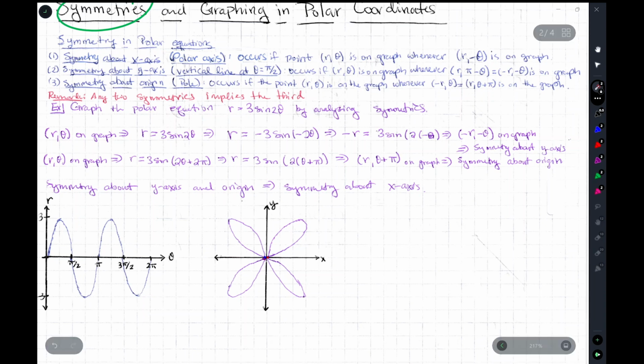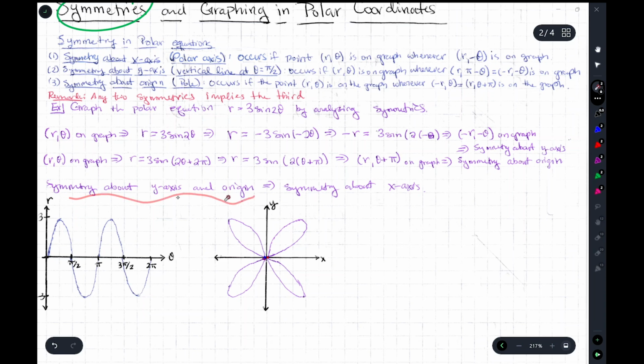And so what does that tell us? That tells us that r, theta plus pi is also on the graph whenever r, theta is on the graph, and vice versa. So you have symmetry about the origin. Again, we could have aimed for showing this using r theta. So we would take that r here and make it a negative r equal to 3 sine 2 theta. But it's not as easy to show because of that flipping about the pole issue.